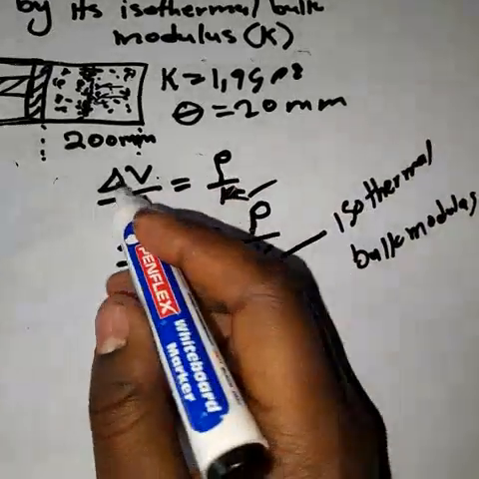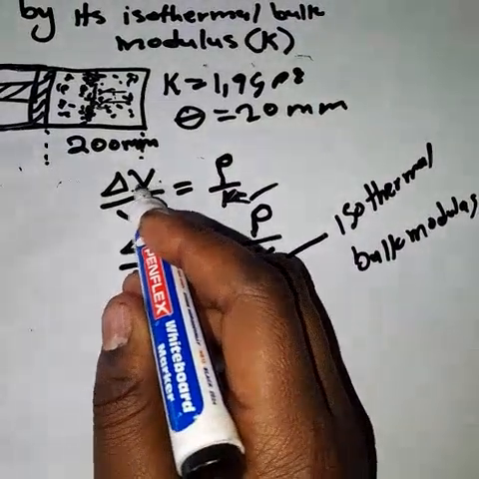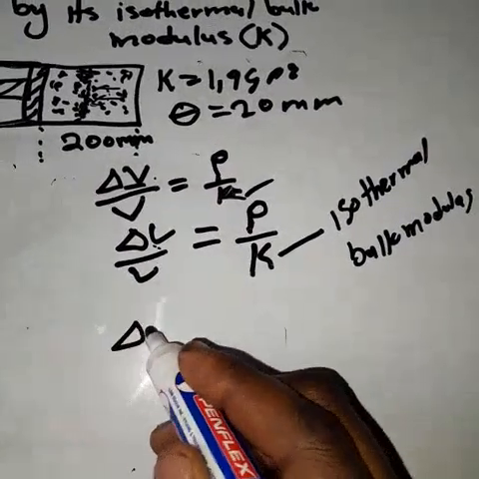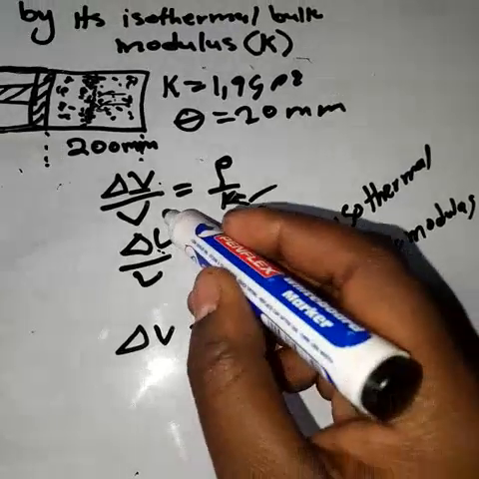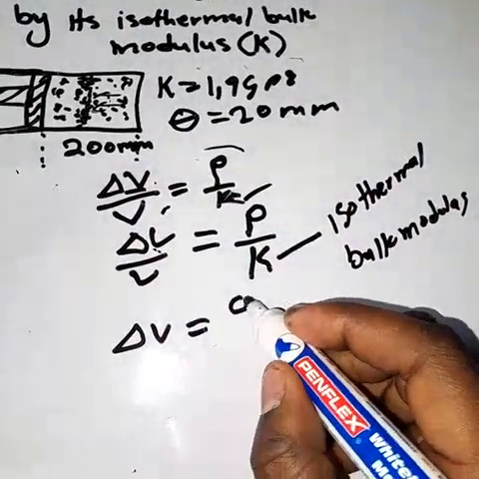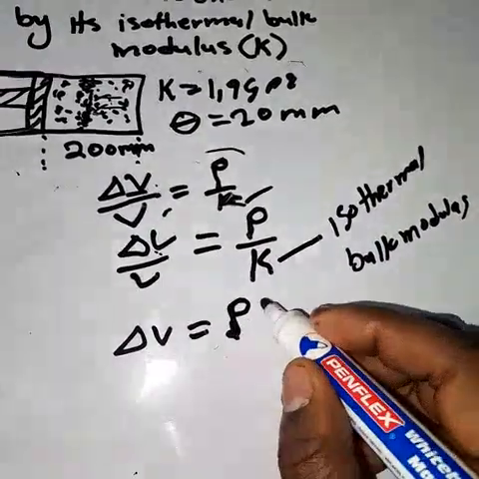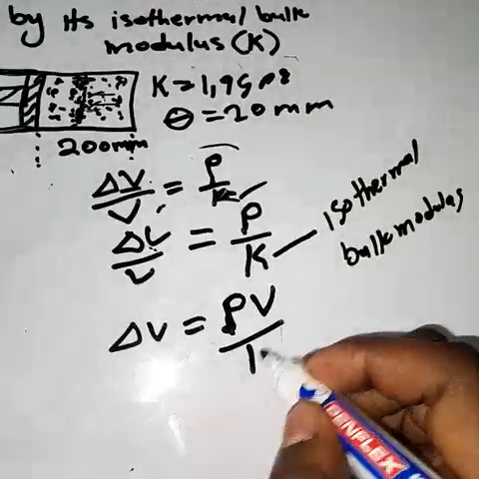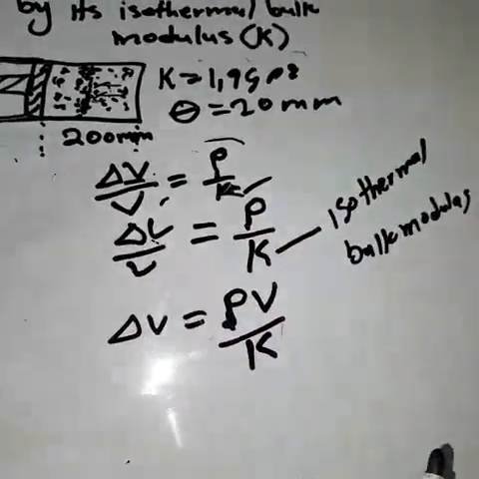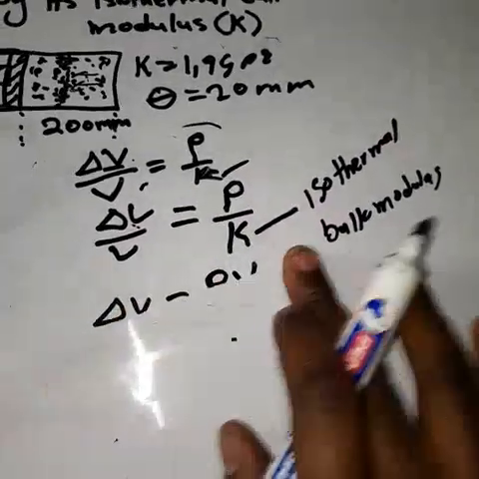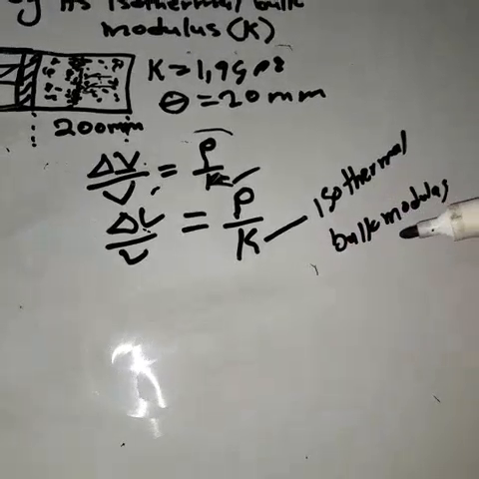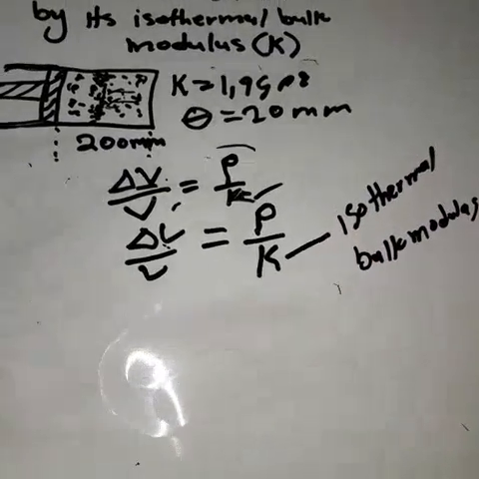So, in other words, if I want the change in volume, for example, I can simply say change in volume is equal to P. I make this the subject of the formula. Maybe I use this on the top. It will be pressure multiplied by volume over K. You see, same thing, same applies here. I want you to understand this. And then remember, this K is always the isothermal bulk modulus, and it will be given.